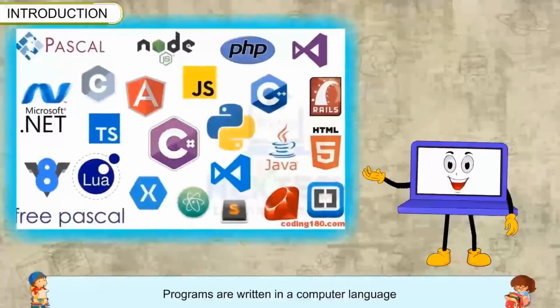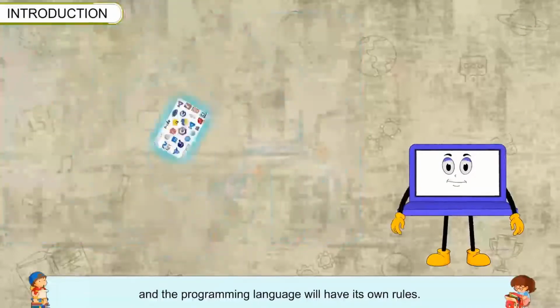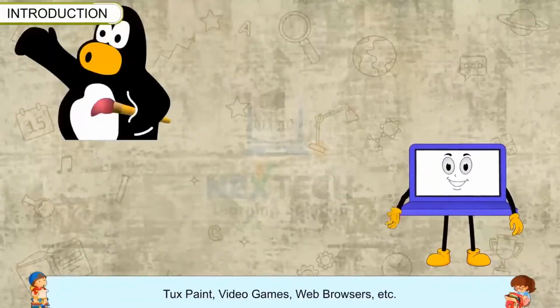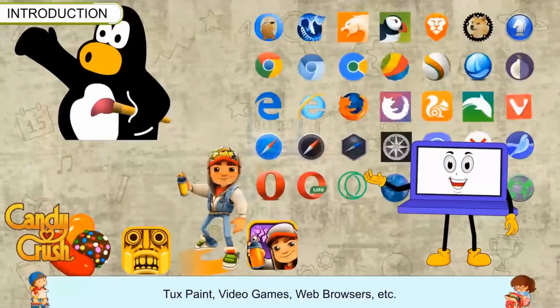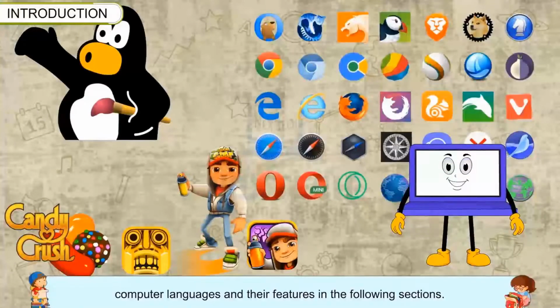Programs are written in a computer language, and the programming language will have its own rules. Some examples of computer programs are operating systems, text editors, paint, video games, web browsers, etc. Now, we will discuss the development of different types of computer languages and their features in the following sections.